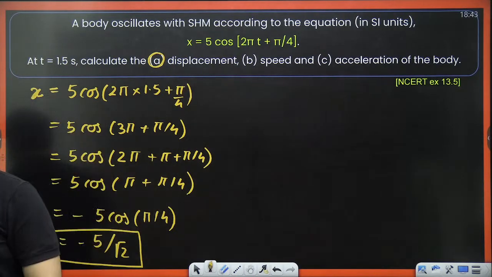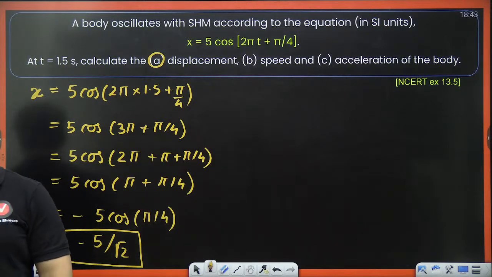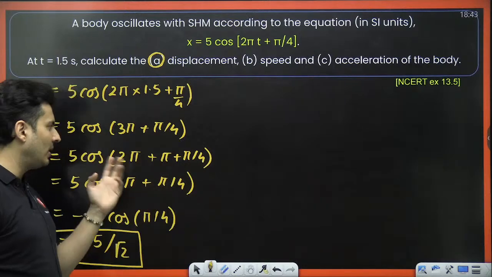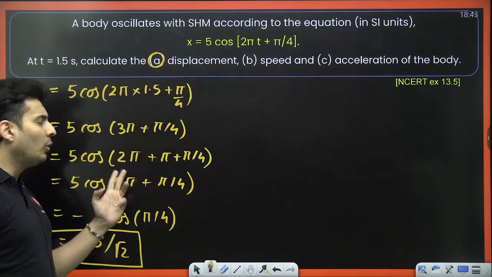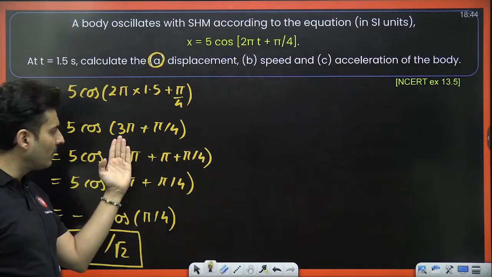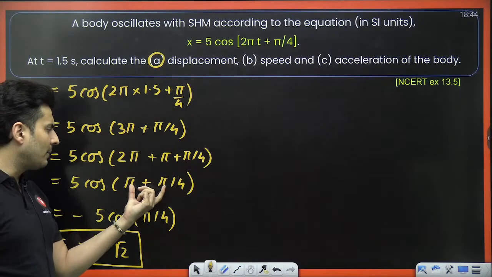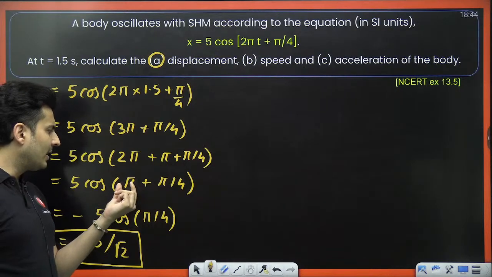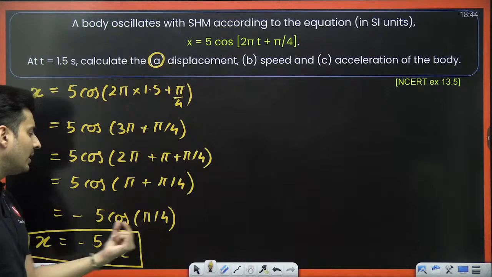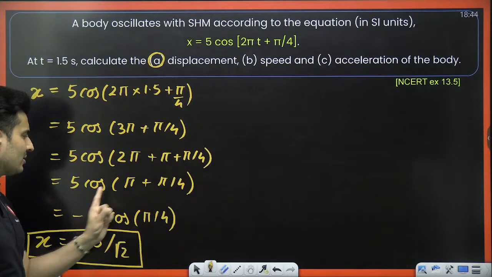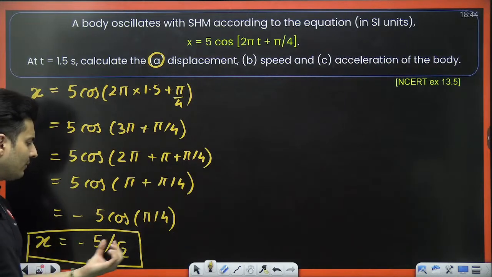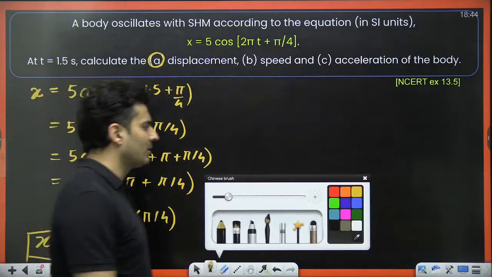How many of you understood what I just did? Everyone? Okay, so what I did: 3π is more than 2π, so I wrote it as 2π + π. The 2π cycle will repeat itself, so forget that 2π. I'm just left with π + π/4. Then I will use cos(π + θ) = −cos θ, negative because in the third quadrant cos is negative, and cos 45 is 1/√2. That is the answer for this.